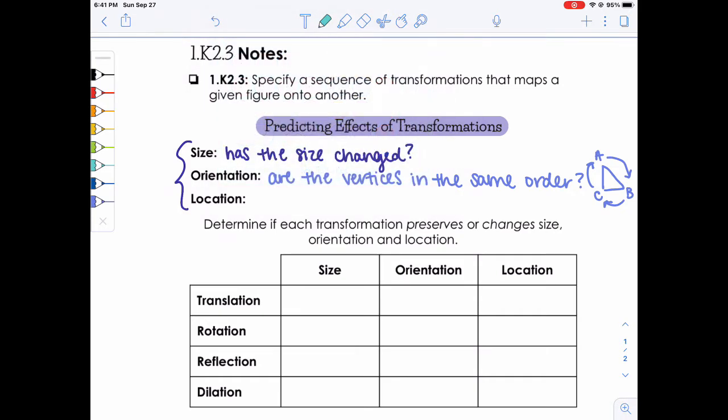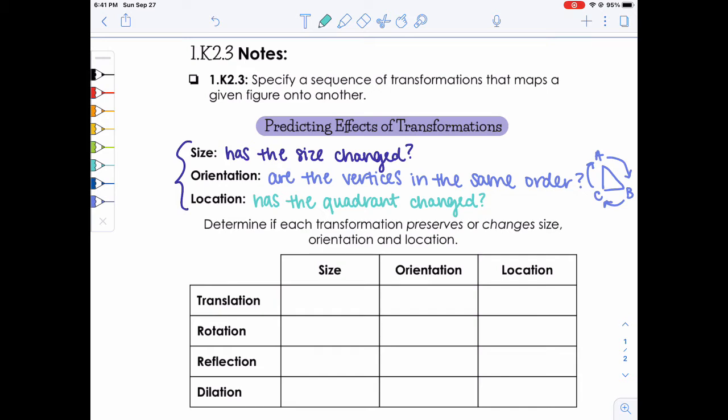And the last thing is the location of a figure. And the best way to refer to a location of a figure is using quadrants. So has the quadrant changed? And we will review what those quadrants are in just a few minutes.